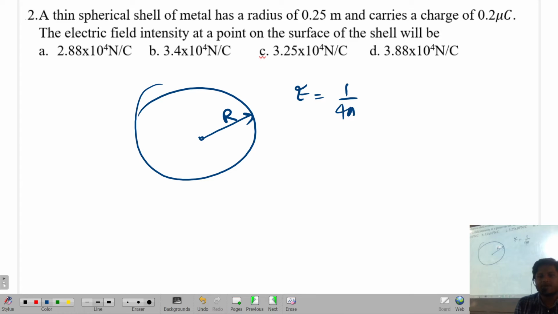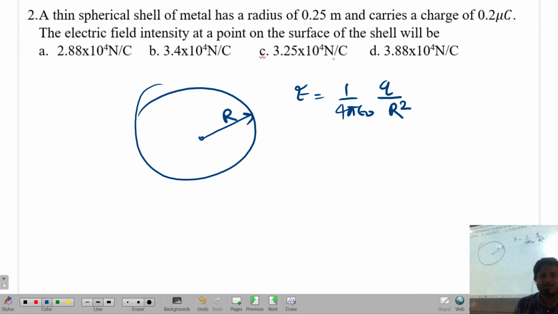1 by 4 pi epsilon naught, Q by capital R... Q squared by R? Tell me yes or no. Q by R squared. Got it or not?